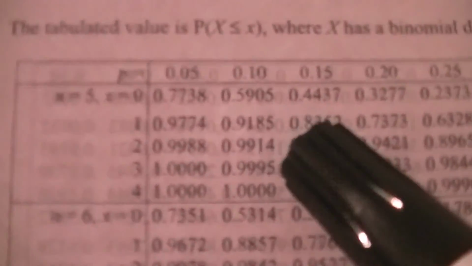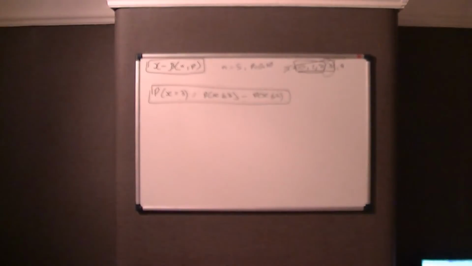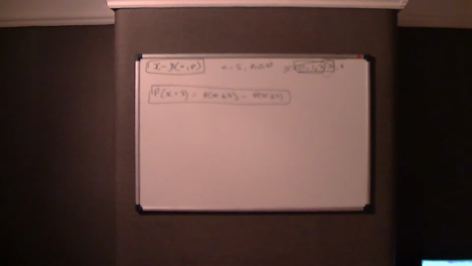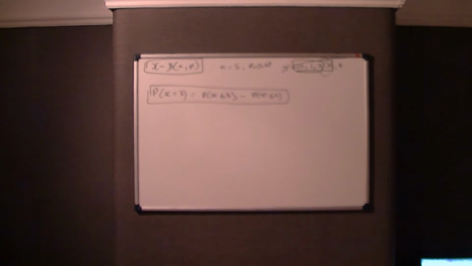Now, what we do is we want the probability that x is 3, so we do 0.9995 minus the 0.9914, and that will get you your answer for the probability that x is 3 with the bits of information that I've just mentioned at the start.